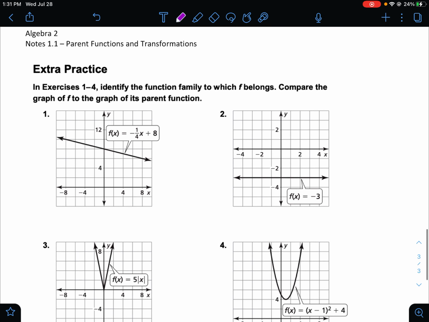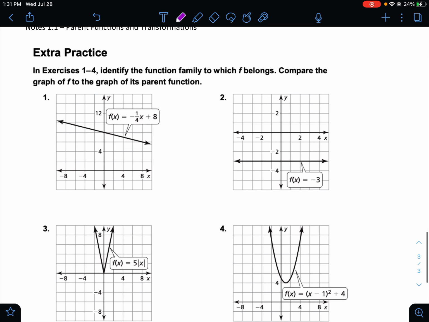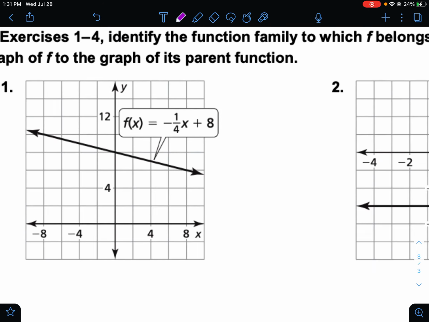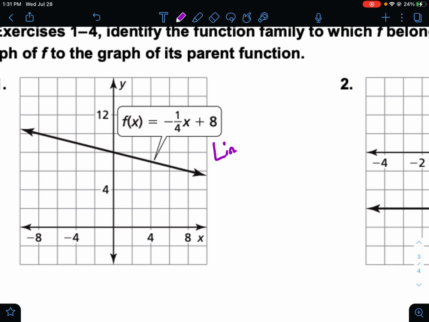With these graphs down here, we'll go a little bit quicker now. You're just going to identify what type of function it is and then compare it to its parent function. So this is obviously going to be linear. But then what has happened to it? Well, we know that a linear one goes like this. So obviously it's been flipped. So we have a reflection.